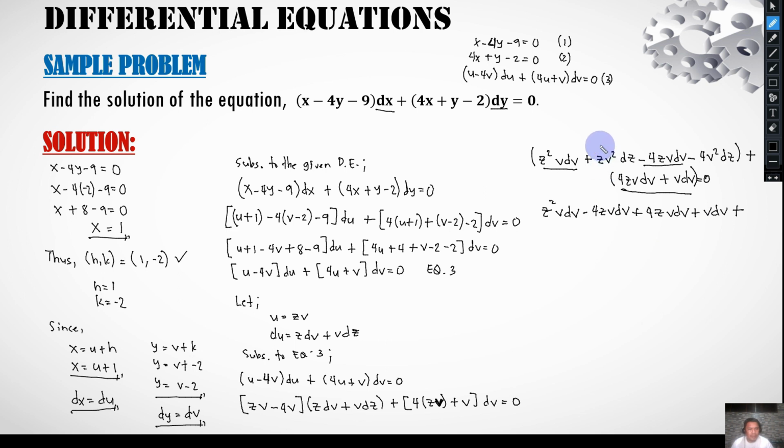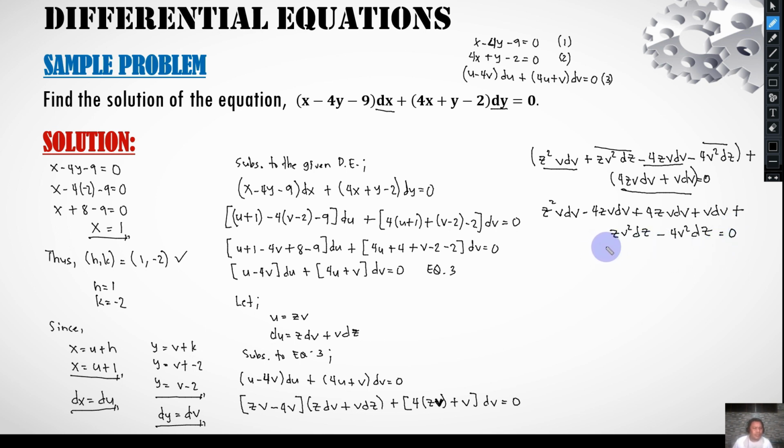So, we have now this z b squared and this is dz. At saka ito namang isa minus, so, minus 4b squared. This is dz. And then, wala na. So, this is just equal now to 0.